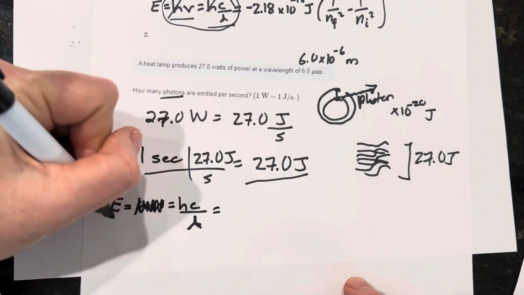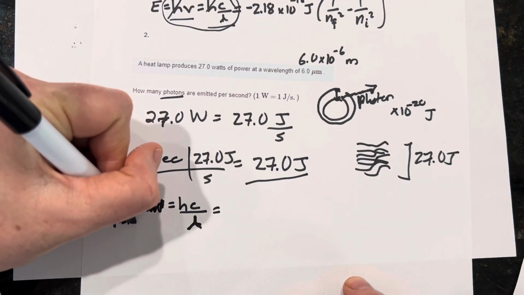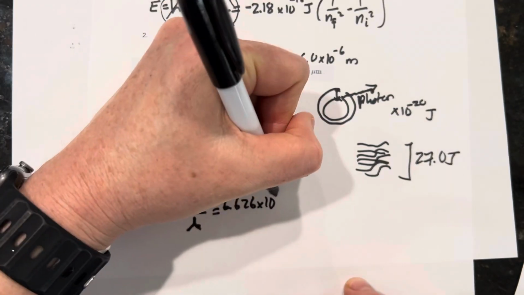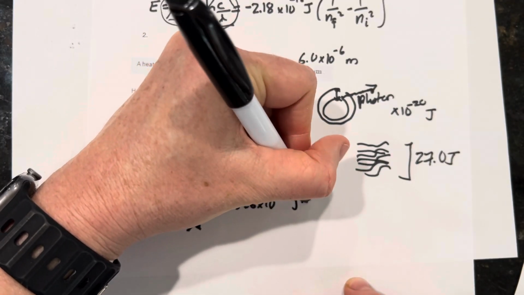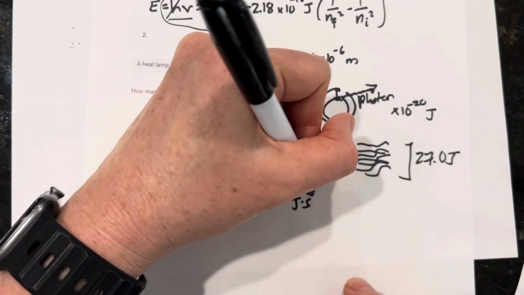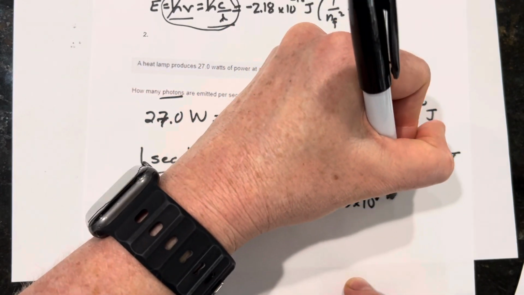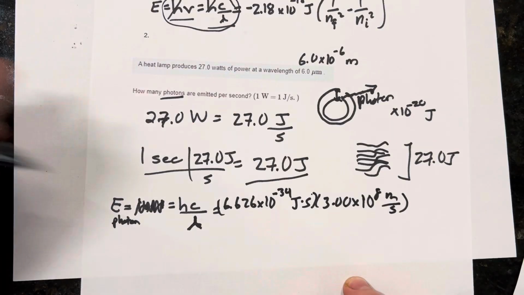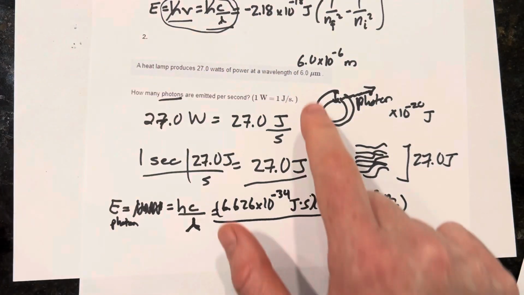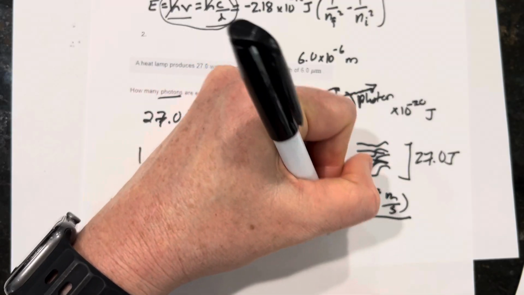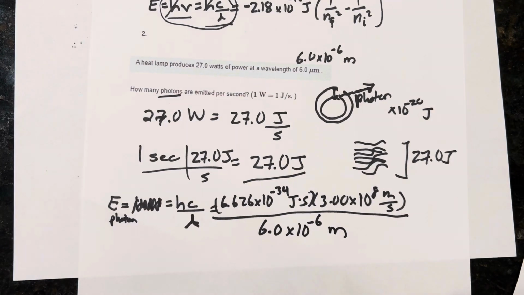If the energy of a single photon equals hc over lambda, we know h is 6.626 times 10 to the negative 34 joules times seconds. You're supposed to memorize it. We know c equals 3.00 times 10 to the 8 meters per second. And we're going to divide it by the wavelength, which they gave us, of 6.0 times 10 to the negative 6 meters.